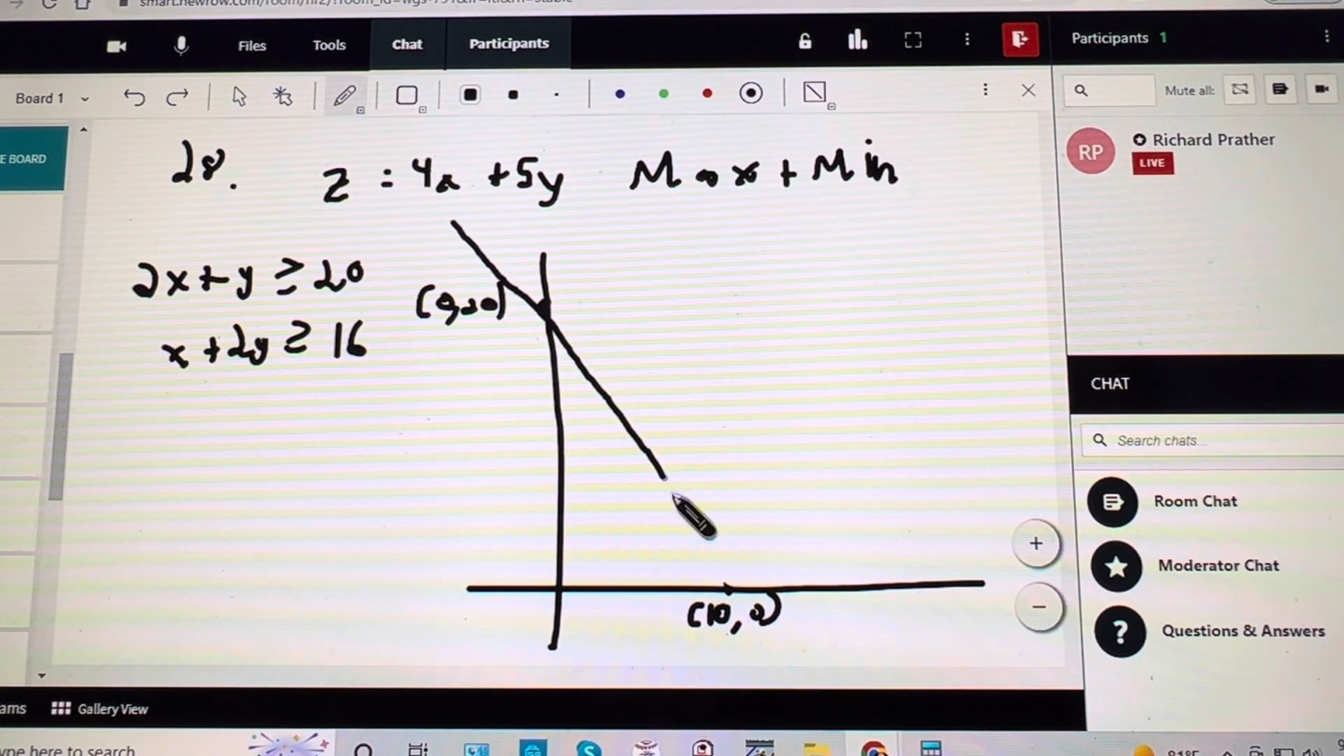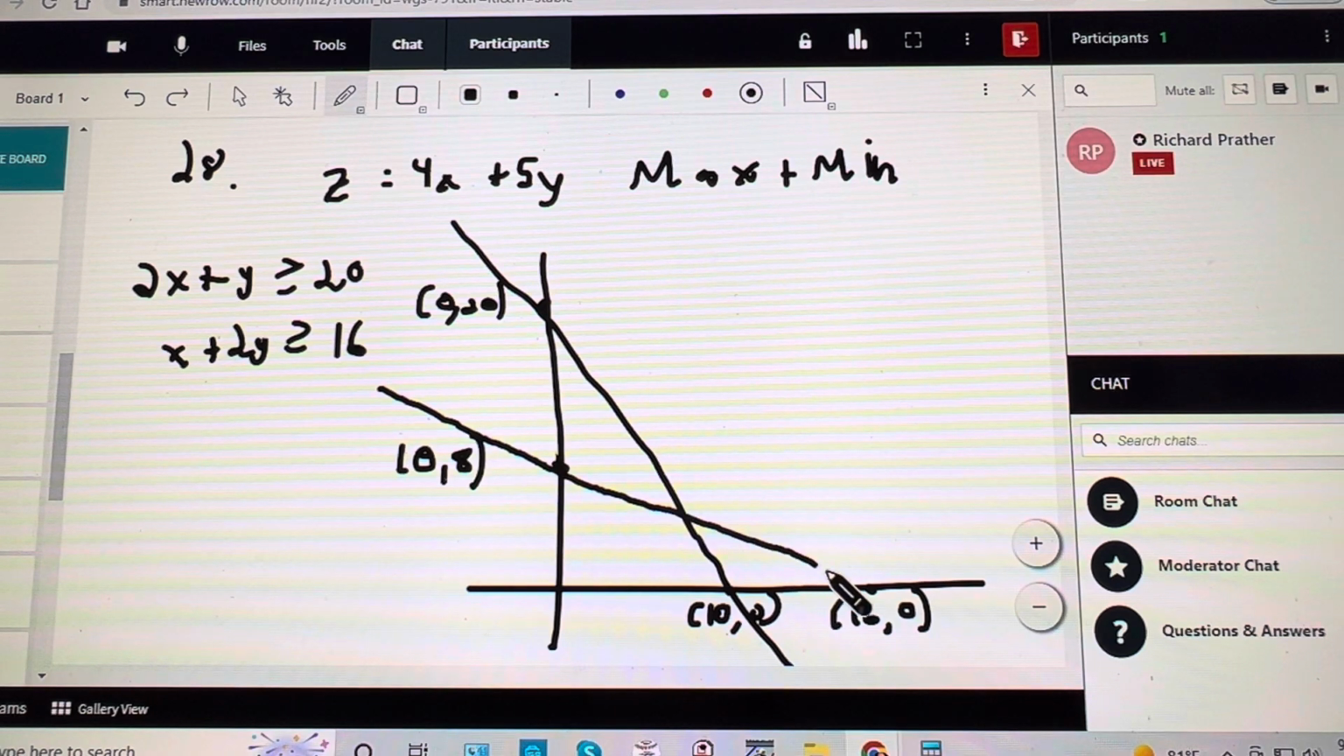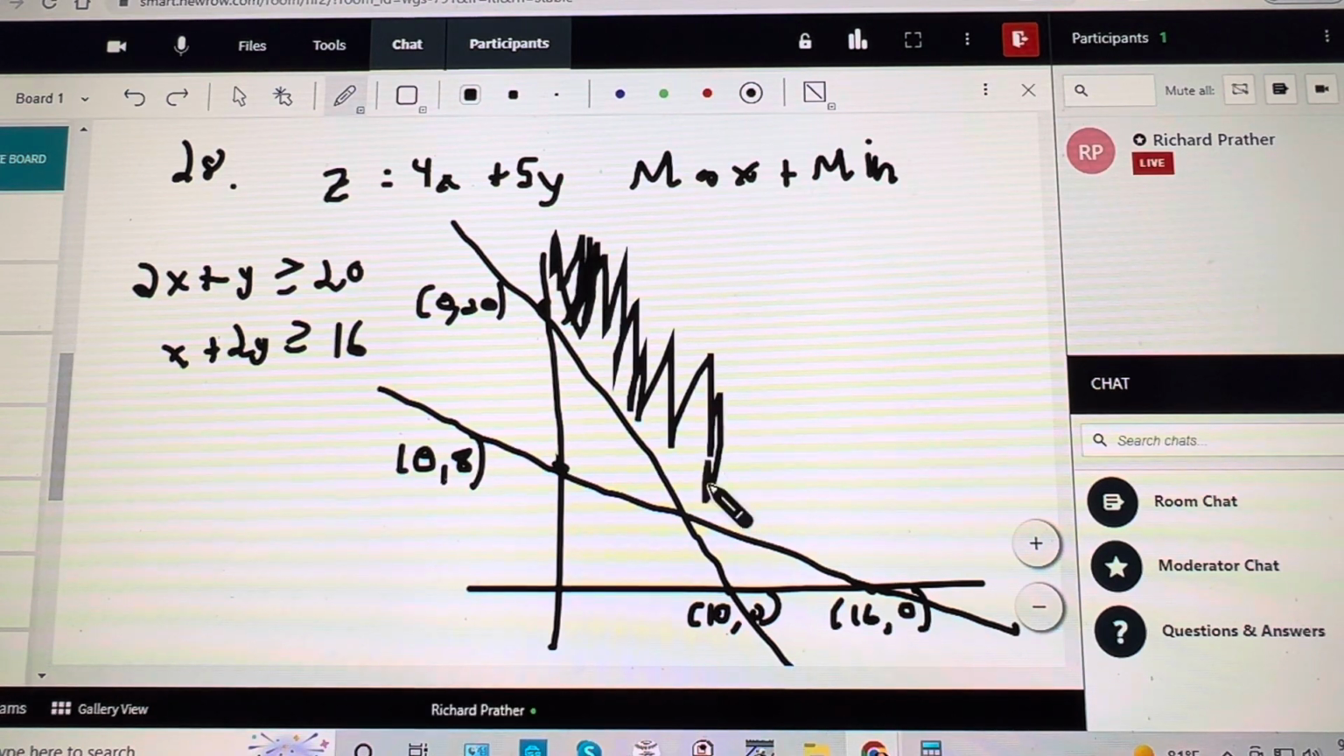Here's the first line. It's greater than, so you would be shading up. We might have an unbounded, no maximum situation. Put 0 in for y, x would be 16. Put 0 in for x, and then y would be 8. You're above both of these. And you're in the positive first quadrant too. So it's an unbounded region. There's no maximum.